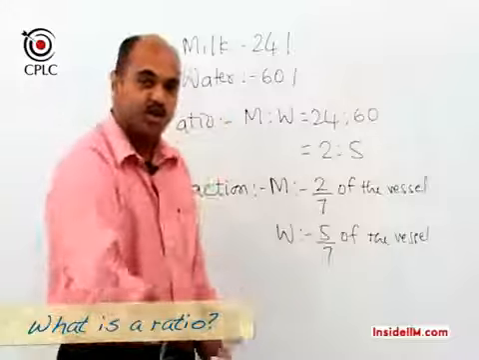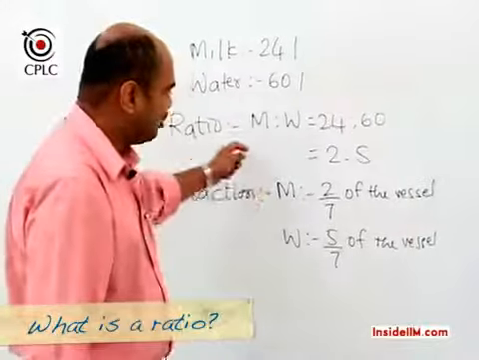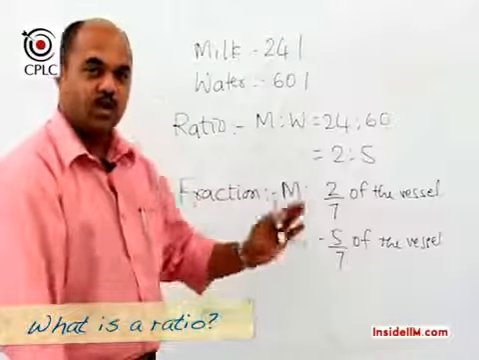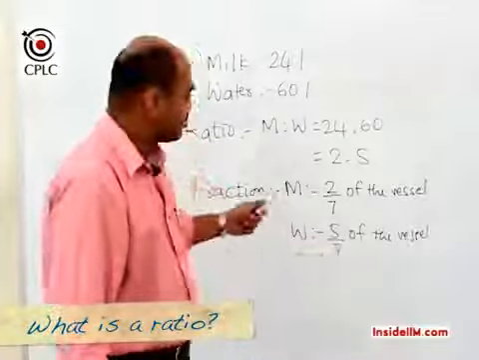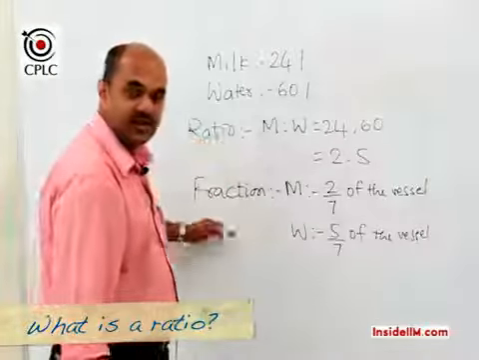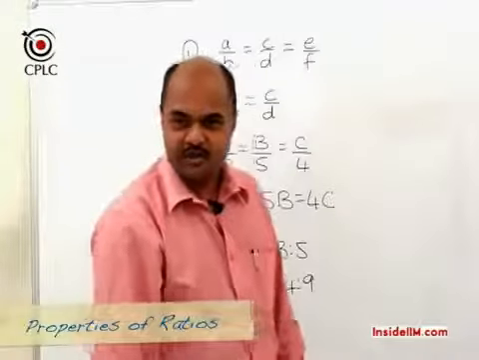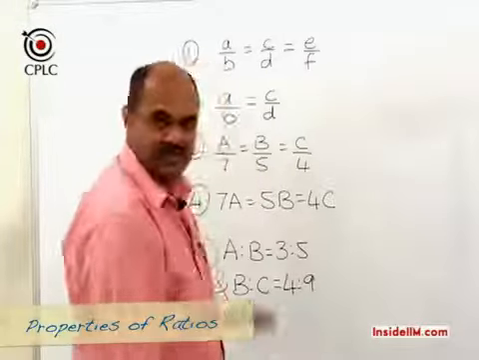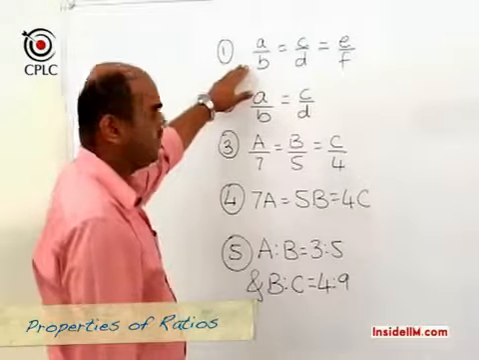If we get these two concepts clear, then calculating using a ratio when a ratio is given, and how to convert it into a fraction to find the necessary values, becomes very, very simple. Let's look at a few properties of ratios. We're going to go through 5 properties. Let's go through them in order, one after the other. So let's take the first one.